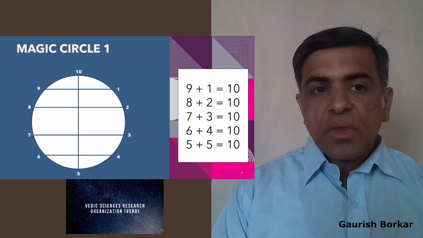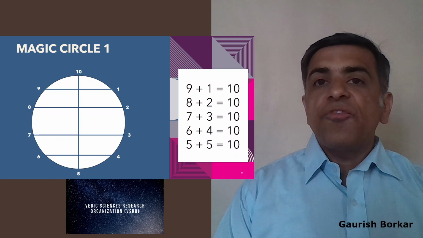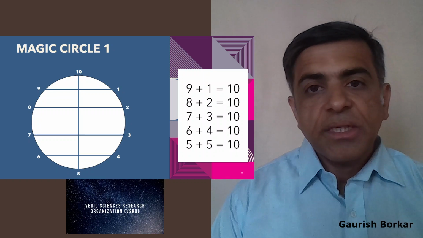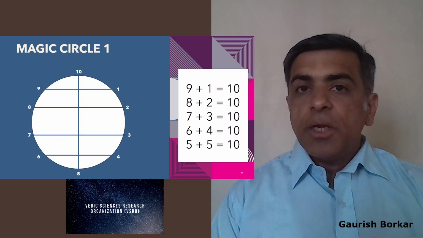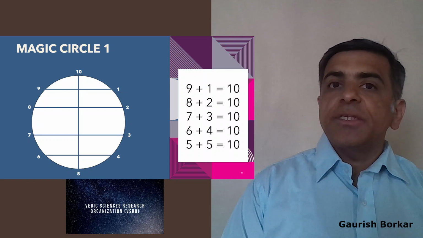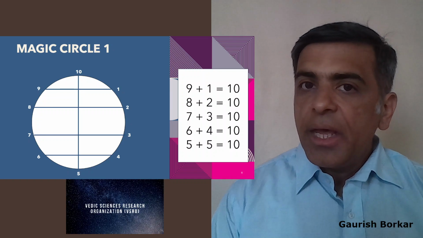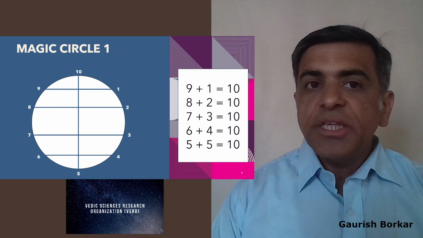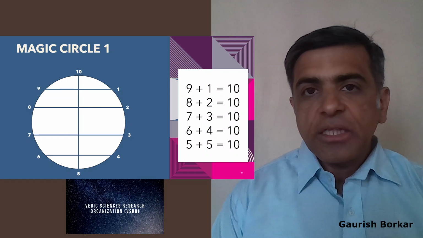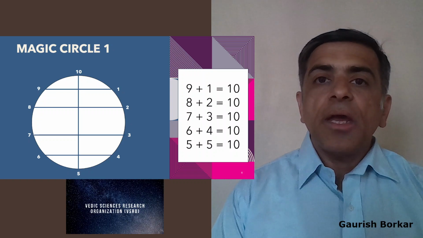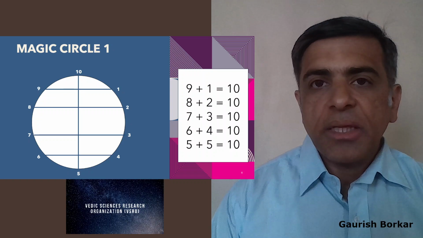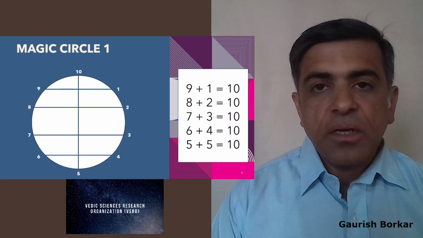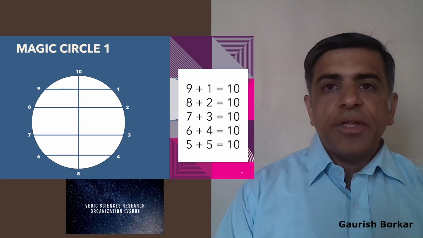So in this circle we get 5 pairs: 9 and 1, and 9 plus 1 is 10, 8 plus 2 is 10, 7 plus 3 is 10, 6 plus 4 is 10, and 5 plus 5 is also equal to 10. These 5 pairs are important as we apply other sutras of Vedic math. So let's see how we are going to use this magic circle as we learn Vedic maths.